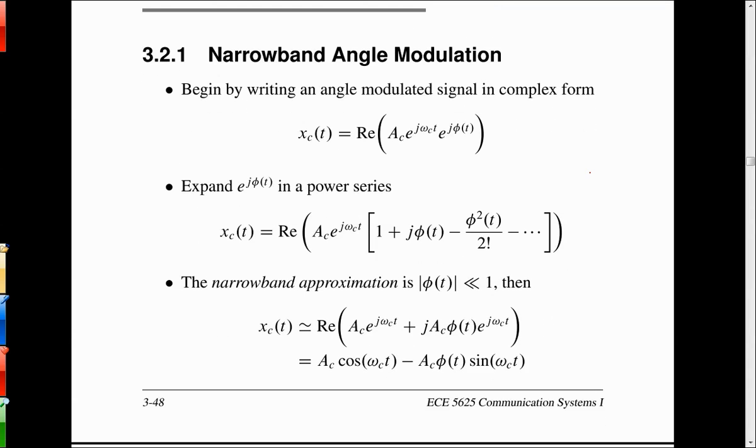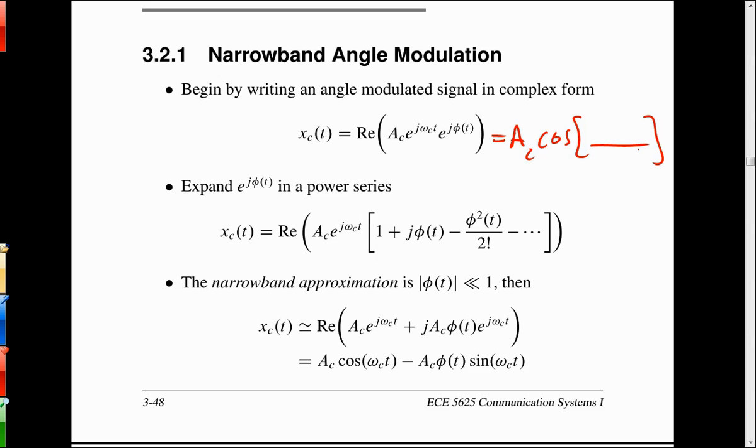Okay, there's a variant called narrowband angle modulation, which sort of backs up and starts all over again. And it says, let's write out the original angle modulated carrier as the real part of e to the j omega c t times e to the j phi of t. This is equal to what we started with, right? This would be A_C cosine of the same thing we started with.